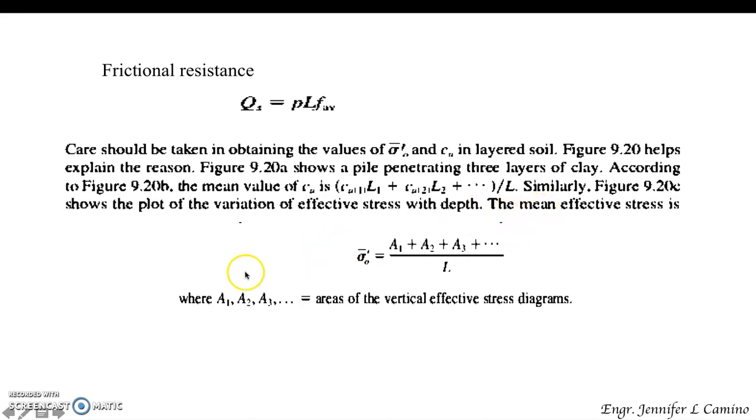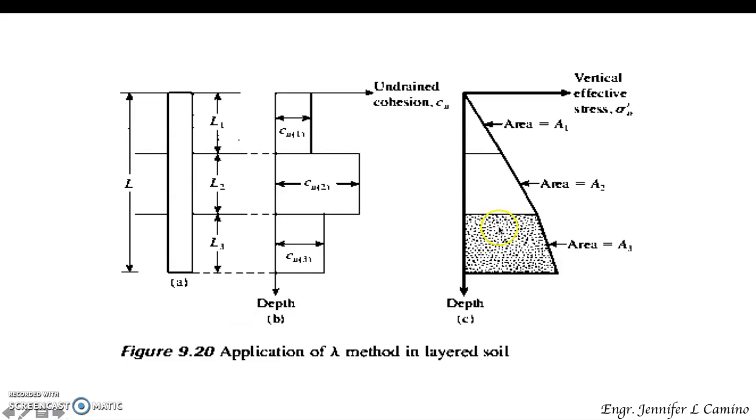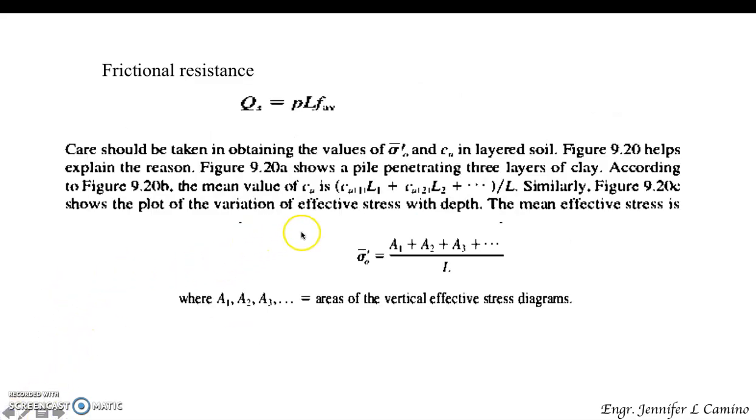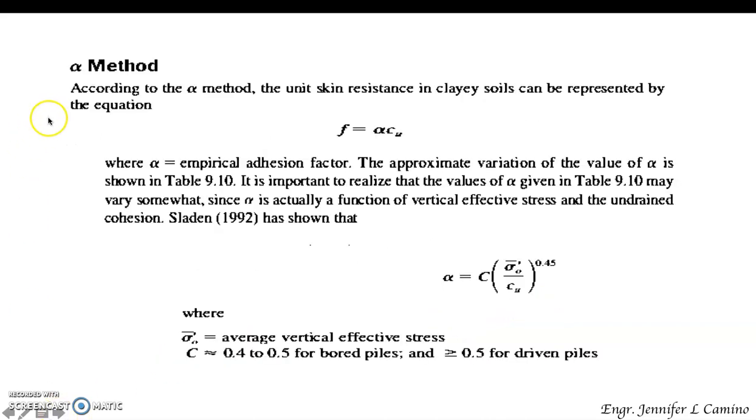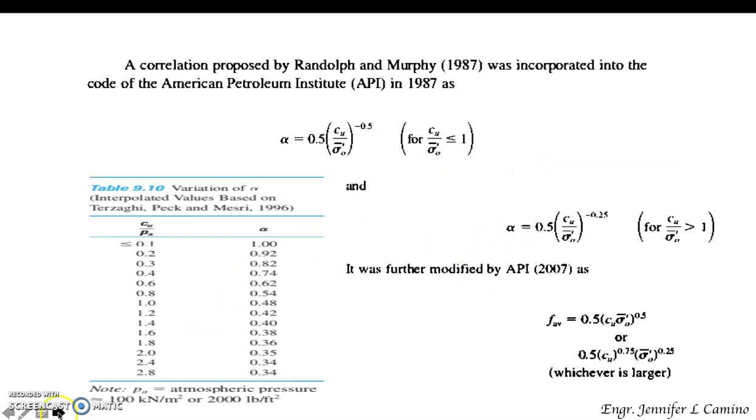Similarly, in our figure C, the plot shows the variation of the effective stresses with depth. Meaning to say, the mean effective stress sigma sub O prime is equal to the areas divided by the length of the pile. Those are areas of the vertical effective stress diagram. According to the Alpha method, the unit skin resistance in clay soil can be represented by this equation, wherein alpha is the empirical adhesion factor. The approximate variation of the value of alpha is shown in this figure.